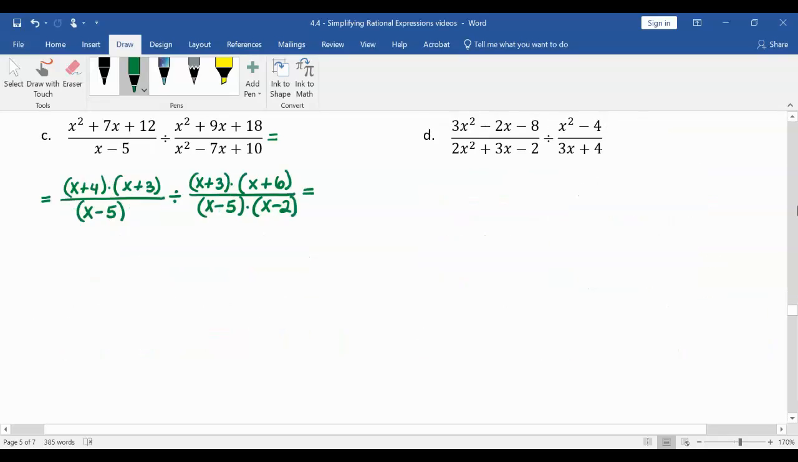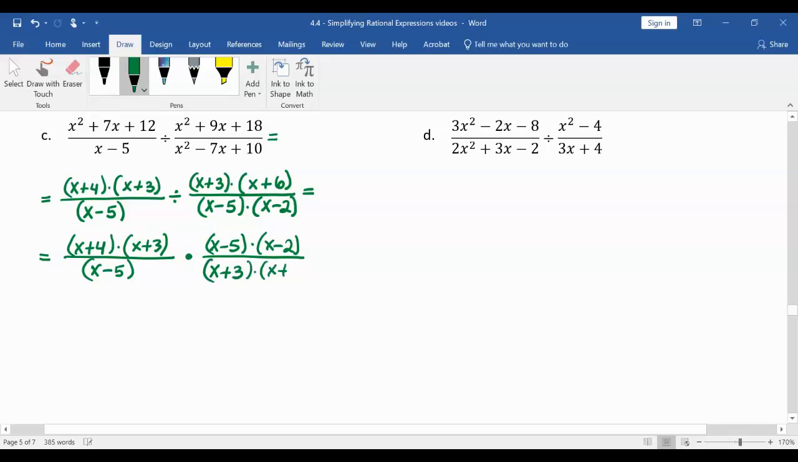Part C. Again, I already factored the numerators and the denominators. Now, I'm going to keep the first fraction the same, x plus 4 times x plus 3 over x minus 5. I'm going to change the division sign to multiplication and I'm going to flip the second fraction. So I have x minus 5 times x minus 2 over x plus 3 times x plus 6.